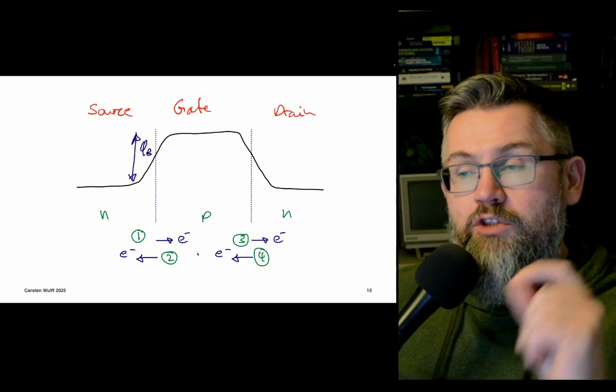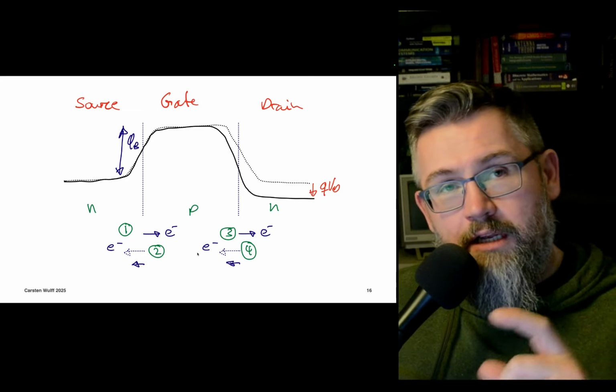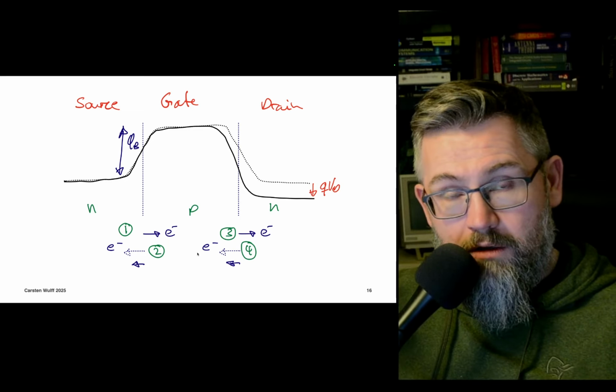Now, change the voltage on the drain. And if you remember that changing the voltage in an energy band diagram for electrons is equivalent to reducing the barrier height.